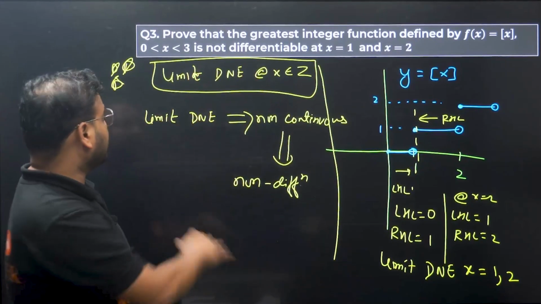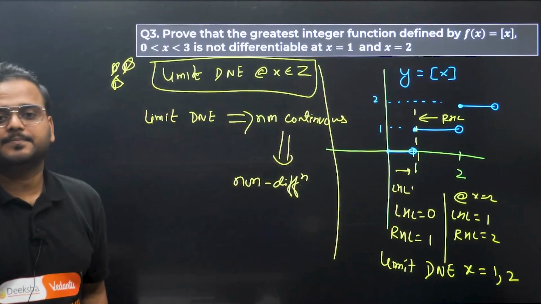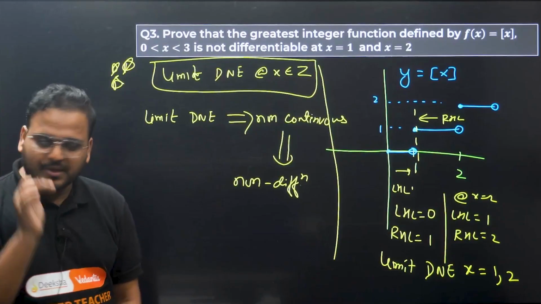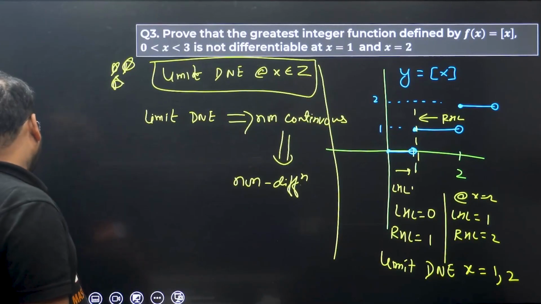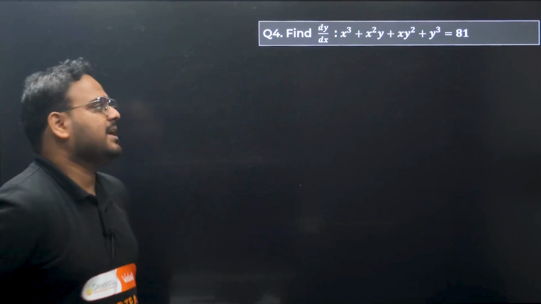But if it is a subjective question, you have to go and show the approach. Clear or not? Yes, all of you agree with me. Let's move on. Question number 4. Derivative. This is something called an implicit function.